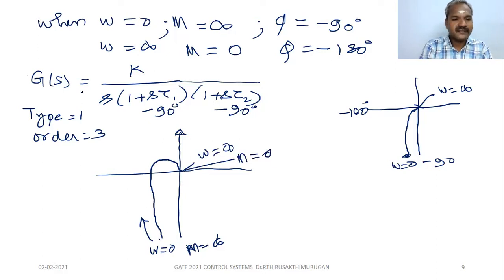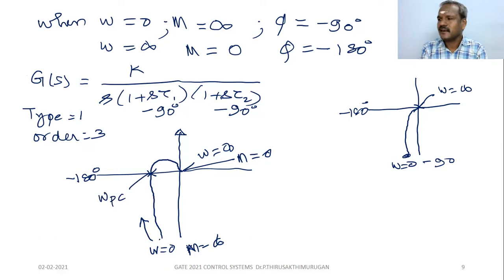So this is the typical transfer function. This is a minimum phase system. Based on tau 1, tau 2, we can gain, and based on this gain, we can have the system as stable or not, right? But it crosses the minus 180 degree negative real axis. So this point is called omega PC. Understand?